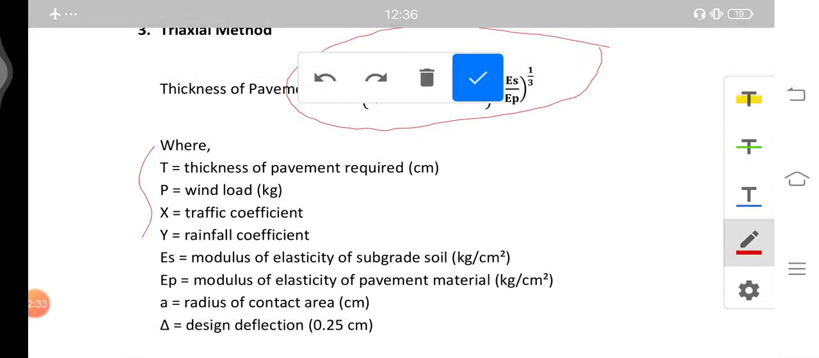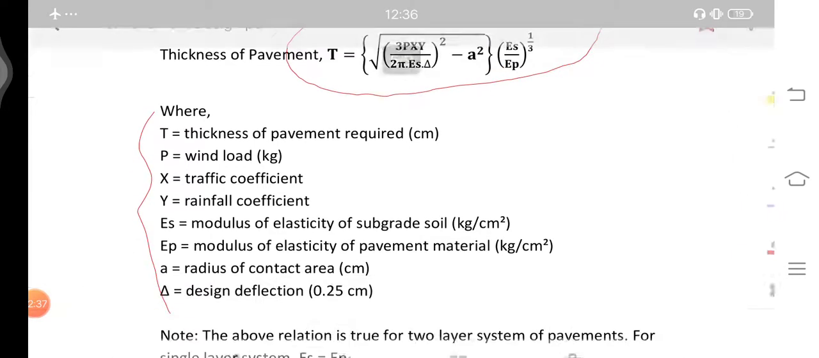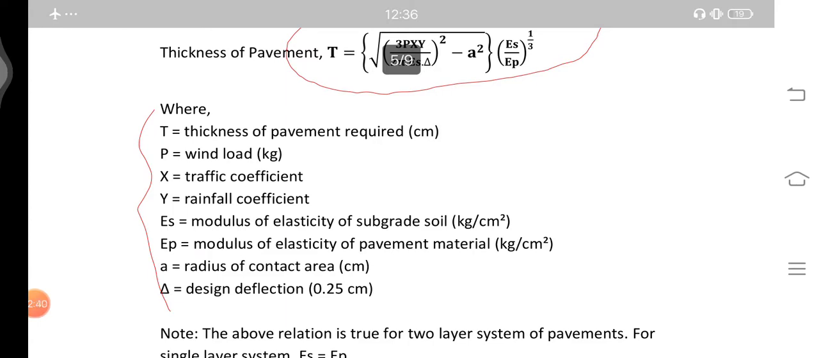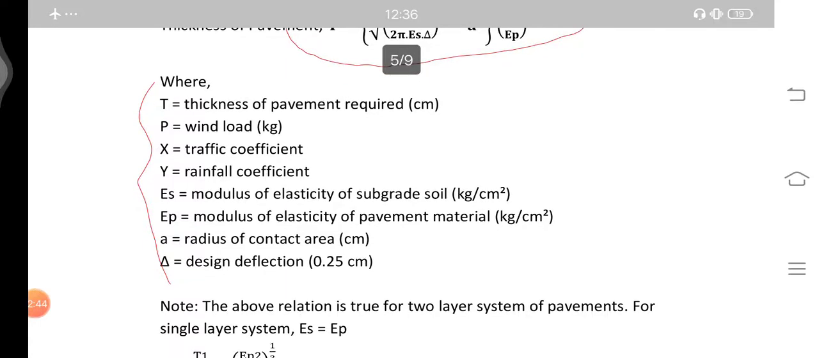T is the thickness of pavement required in centimeter, P is the wheel load in kg, X is the traffic coefficient, Y is the rainfall coefficient, ES is the modulus of elasticity of subgrade soil in kg per centimeter square, and EP is the modulus of elasticity of pavement material in kg per centimeter square. A is the radius of contact area in centimeter, and Δ is the design deflection, that is 0.25 centimeter.